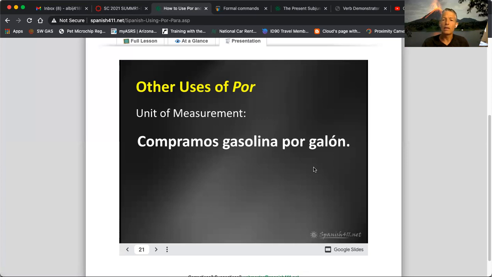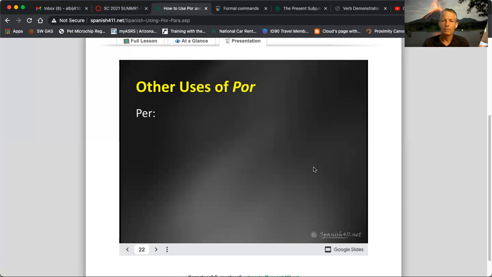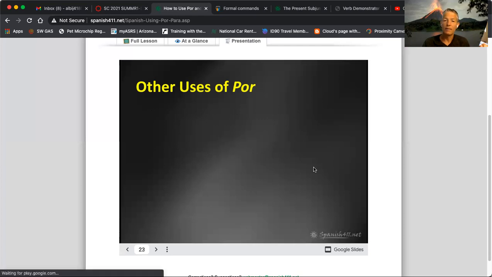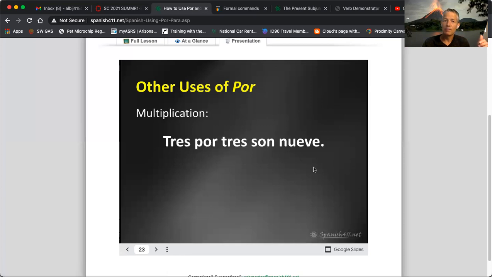A unit of measurement. Compramos gasolina por galón. We buy gasoline by the gallon, okay? So whenever you're measuring something, por. When it means per. Ellas viajaban 100 millas por día. They were traveling 100 miles per day. Multiplication, times. 3 por 3 son 9. 3 times 3 is 9.